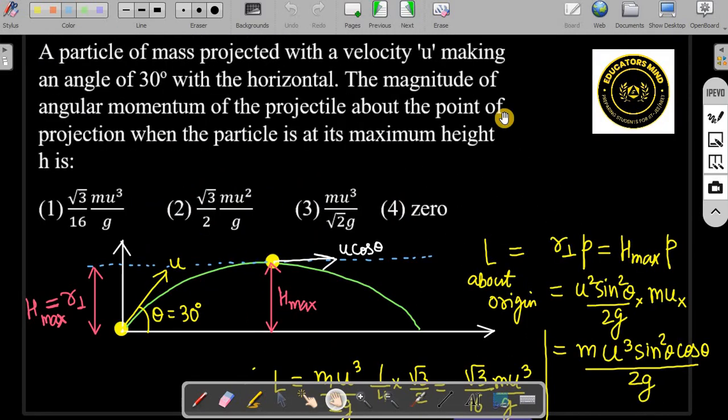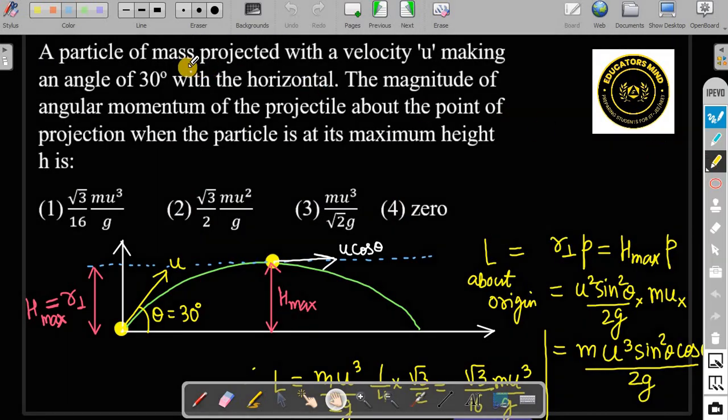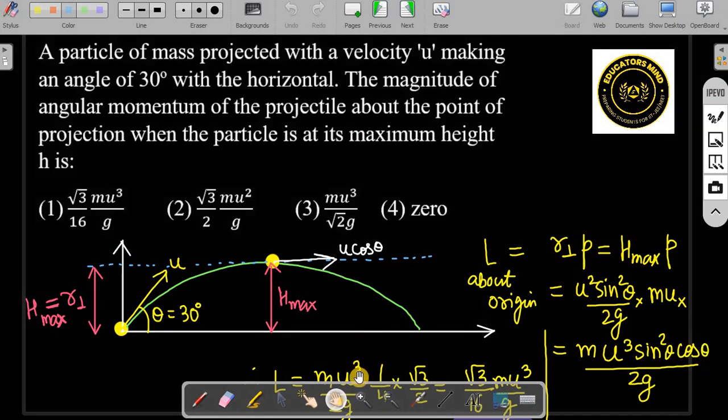Okay, let's move to the next question. A particle of mass m is projected with velocity u making an angle of 30 degree with the horizontal. So this is making 30 degree with the horizontal. Magnitude of angular momentum of the projectile about the point of projection. So about this origin, let's say this is origin, about this point, when the particle reaches maximum height, that time angular momentum is. So first of all, this diagram should be clear.